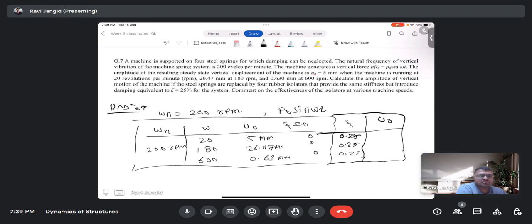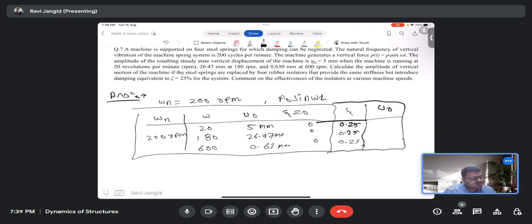Yes, good. Okay, if you get the question, now we have been given omega n, so we will go one by one. First, omega n is given as 200 rpm, omega is given as 20 rpm, and u naught is given as 5 mm.